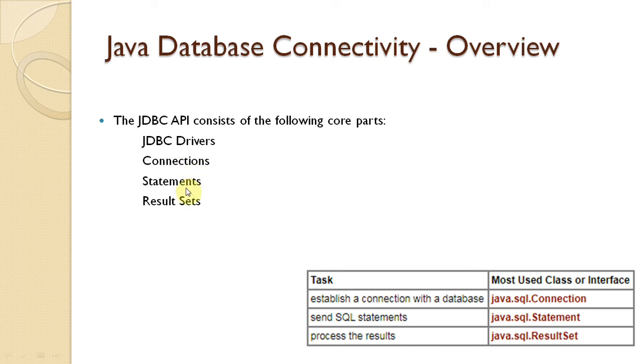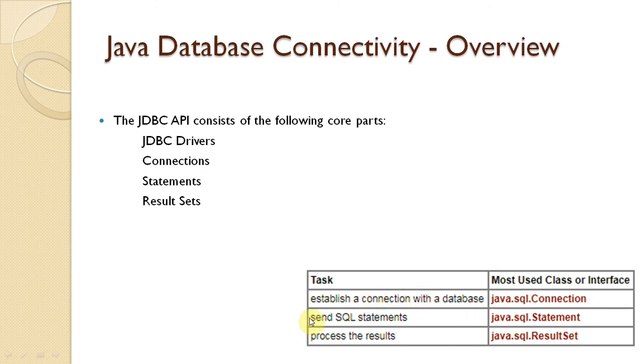Then we have statements. Statements are the different SQL query statements which are used to extract and manipulate the data to or from the database. And the result set is nothing but the results after the execution of SQL or MySQL statements. So these are the different parts of our JDBC API.